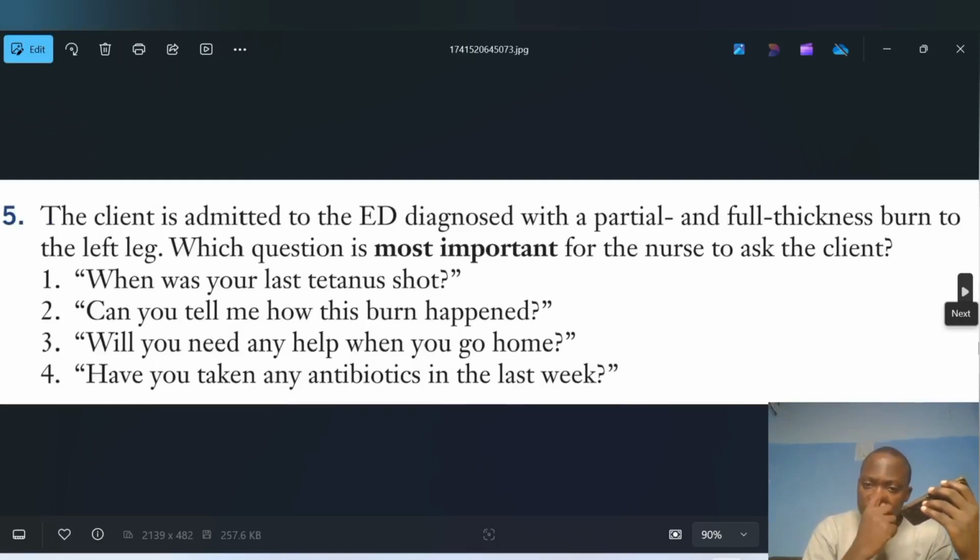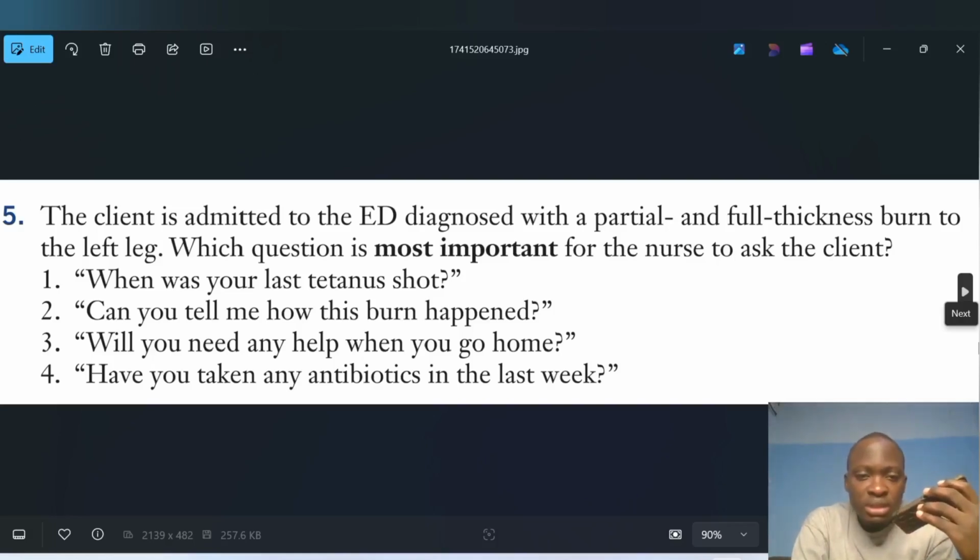Which question is the most important for the nurse to ask the client? Number 1, when was your last tetanus shot? Number 2, can you tell me how this burn happened? Number 3, will you need any help when you go home? Number 4, have you taken any antibiotics in the last week?